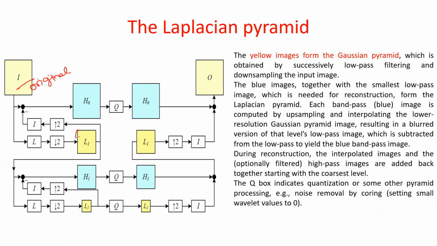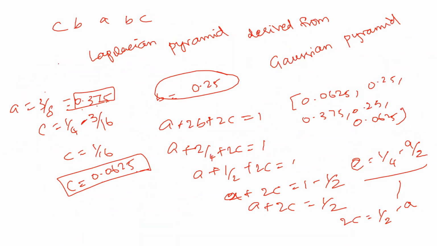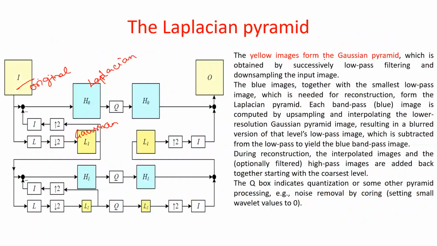I is the original image. The yellow ones are Gaussian pyramids. The blue ones are Laplacian pyramids. Okay. So the original image is converted into a Gaussian image first. Then the Gaussian image is converted to the Laplacian image. We have mentioned, right? The Laplacian pyramid is derived only from the Gaussian pyramid.